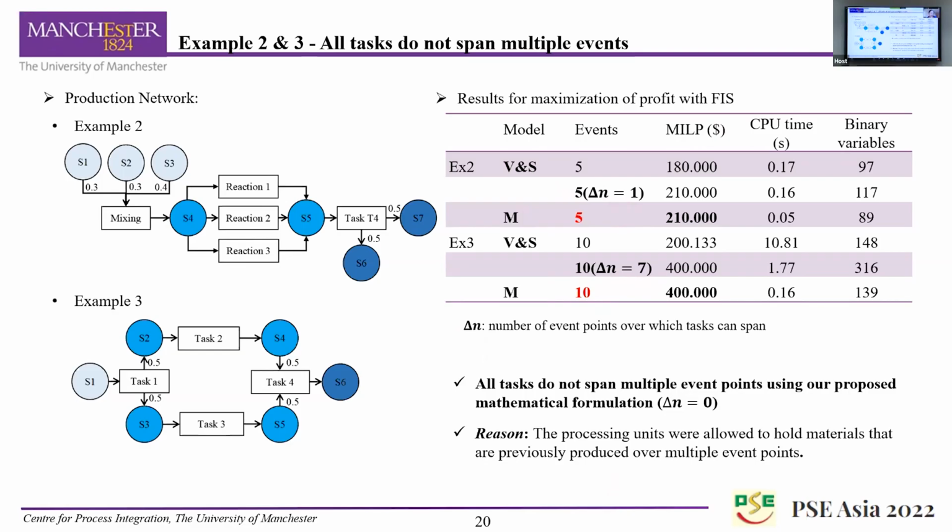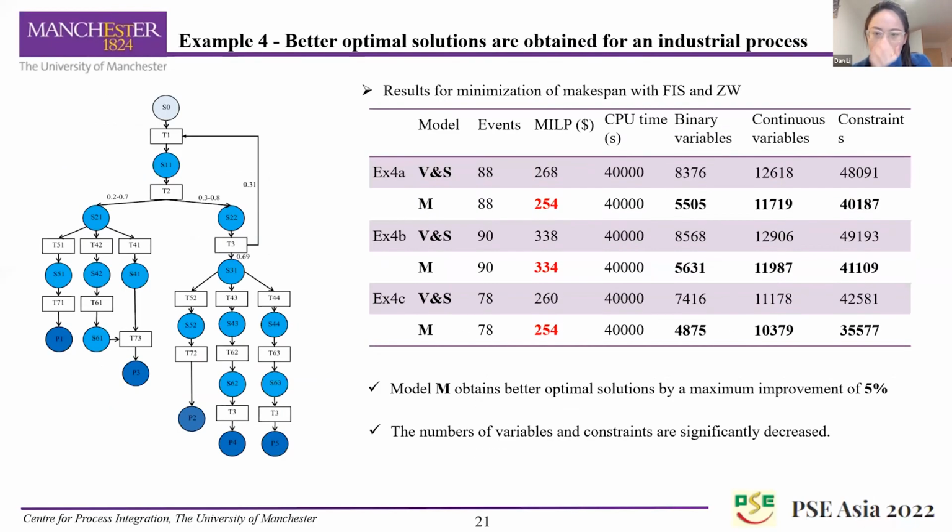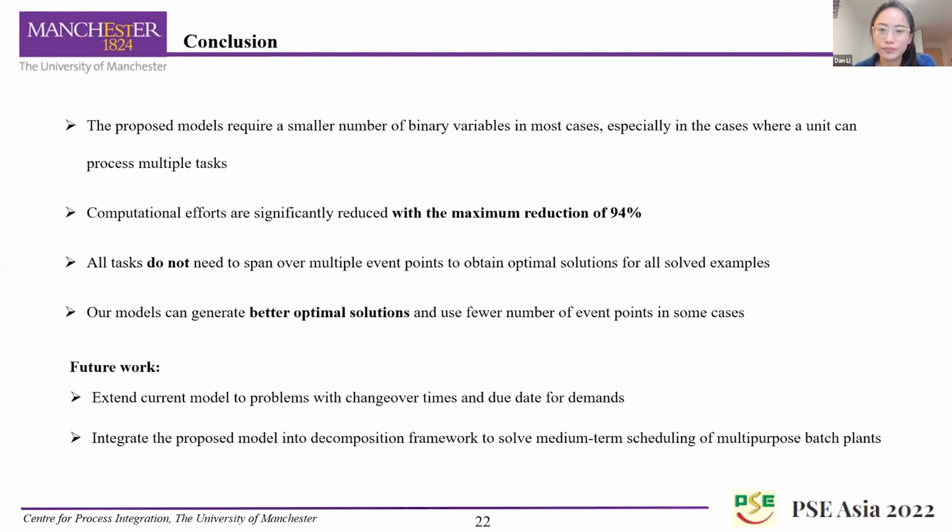Oh, okay. Thanks. This means that using the proposed model, all tasks don't need to span over multiple event points. And example 4 has a large capacity. From the result, we can find that the model obtained better optimal solutions, and the maximum improvement is 5%.